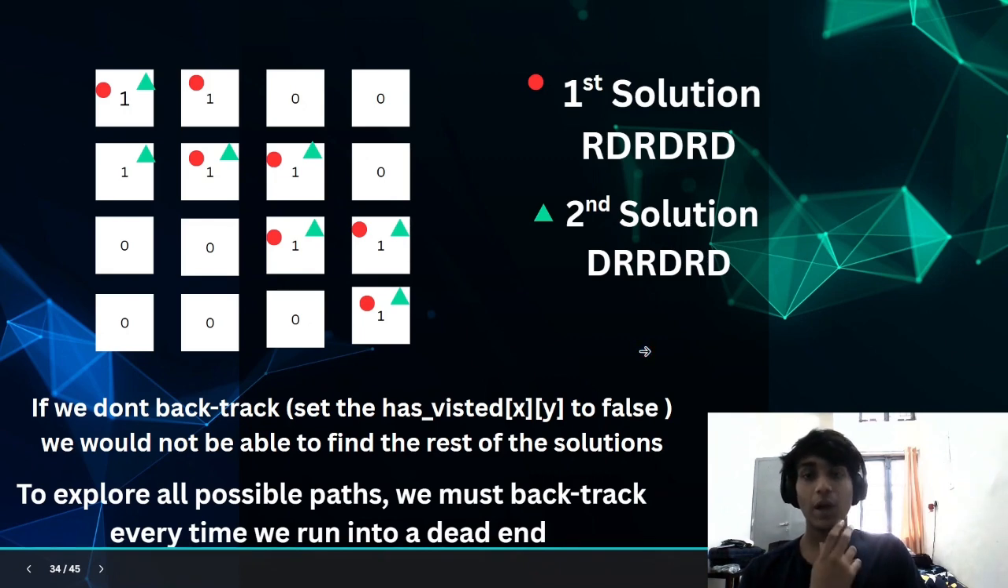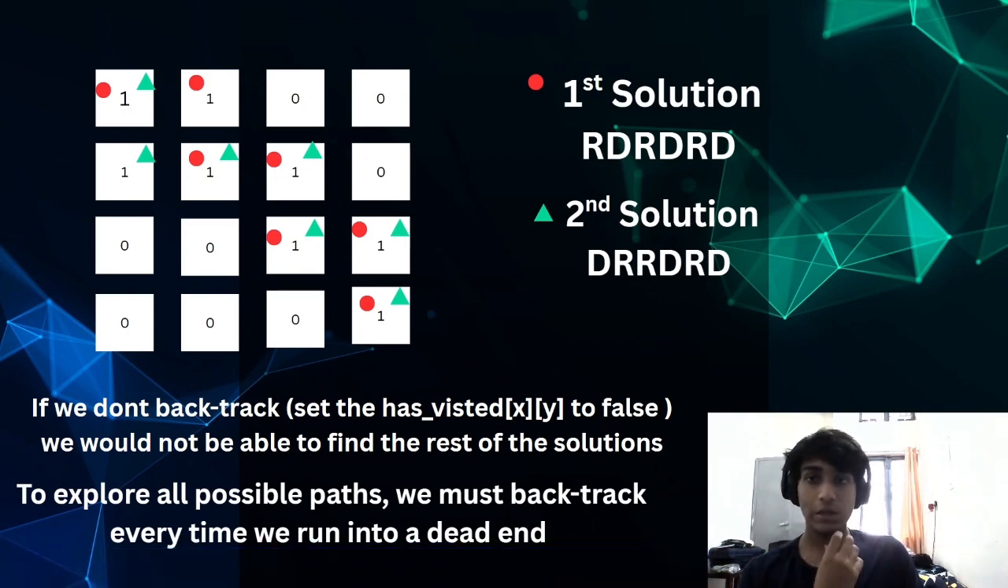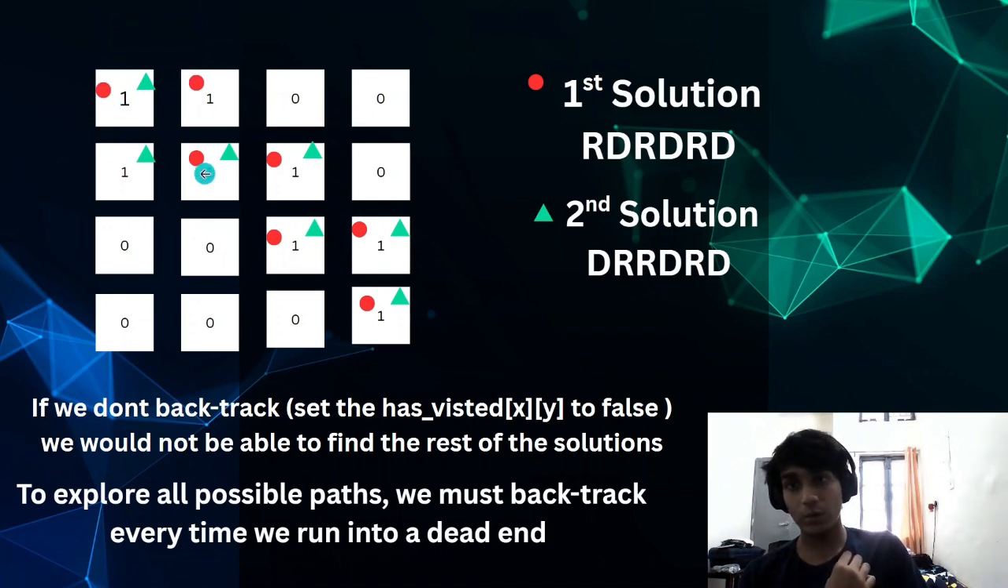Now, to understand why backtracking is needed in our code, we'll look into this situation. For example, let's say our algorithm first found the first solution, marked with this red dot, and after finding the solution, we didn't backtrack. So if our algorithm were to try to find the second solution, we would not be able to find one, because the cells containing these red dots would be marked as true, and we cannot use them in an attempt to find a second solution.